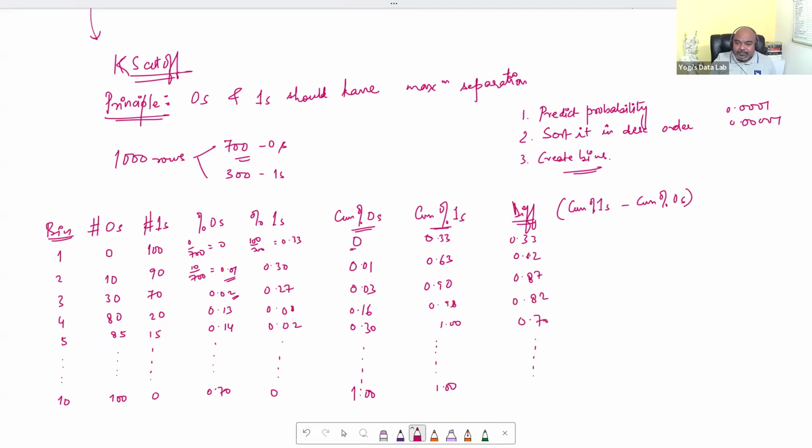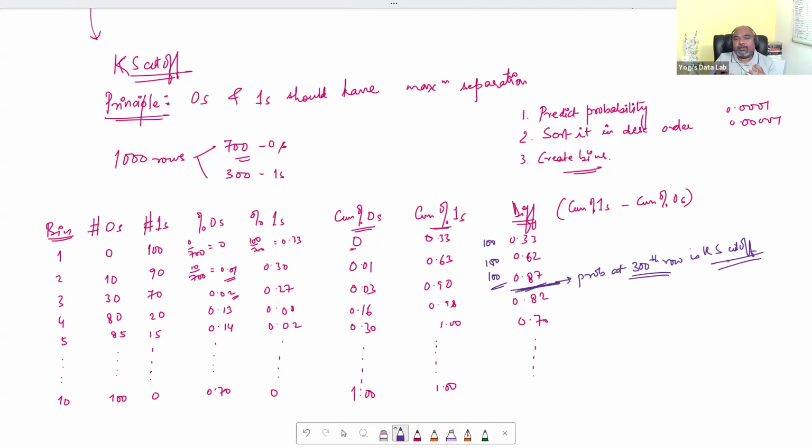Now, if I look at the maximum difference in this column, where do I have the maximum difference? I have it here. It means that my zeros and ones are separated with a maximum distance at this point. So the probability at the 300th row is the KS cutoff. Why the 300th row? Because every bin has 100 rows. So 100 here, 100 here, 100 here. So I end up with 300 rows, and the probability at the 300th row is the KS cutoff.